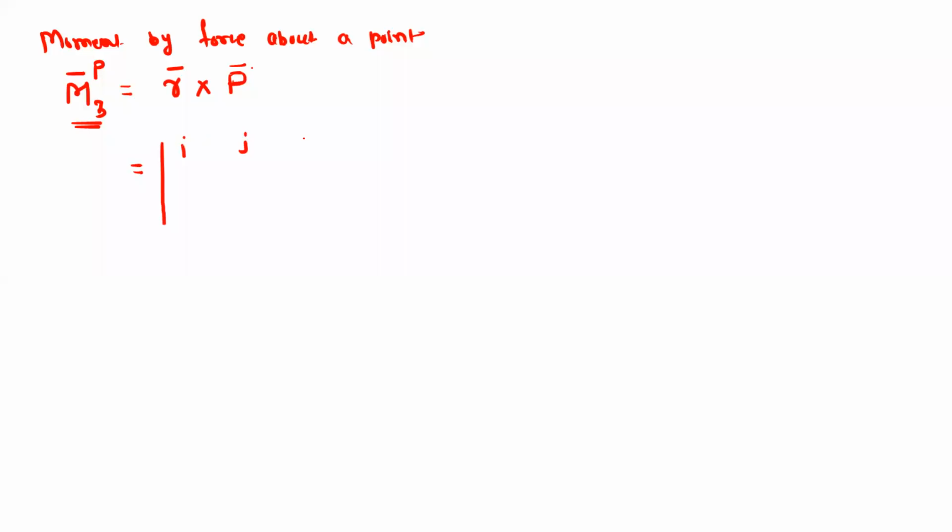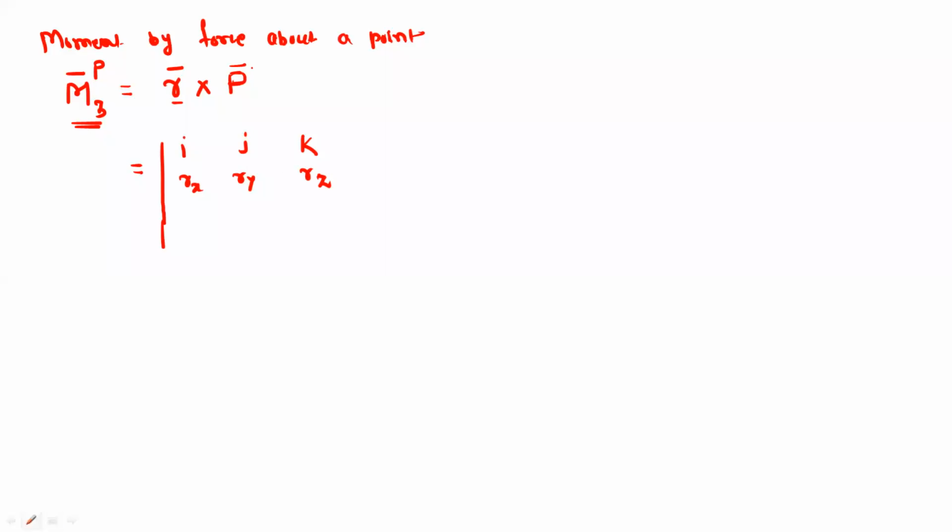So this is i, j, k. The components of this position vector are rx, ry, and rz. Okay, and for the vector P bar, that is the force vector, its components will be px, py, and pz. Okay, so now here we have to find out the r bar vector.